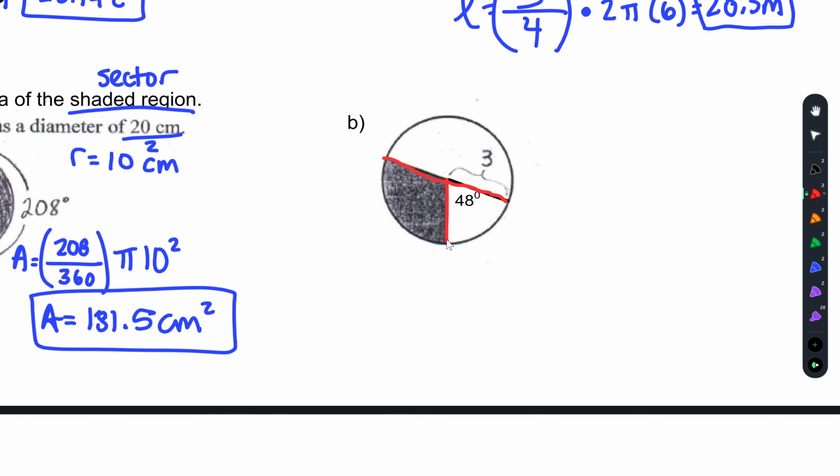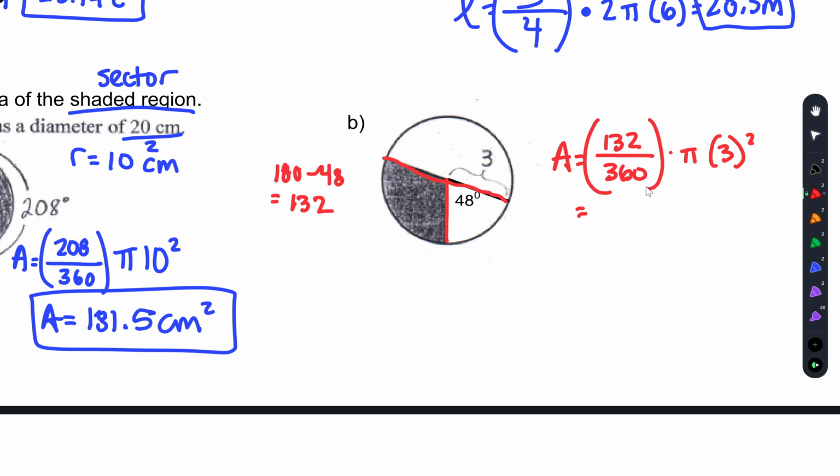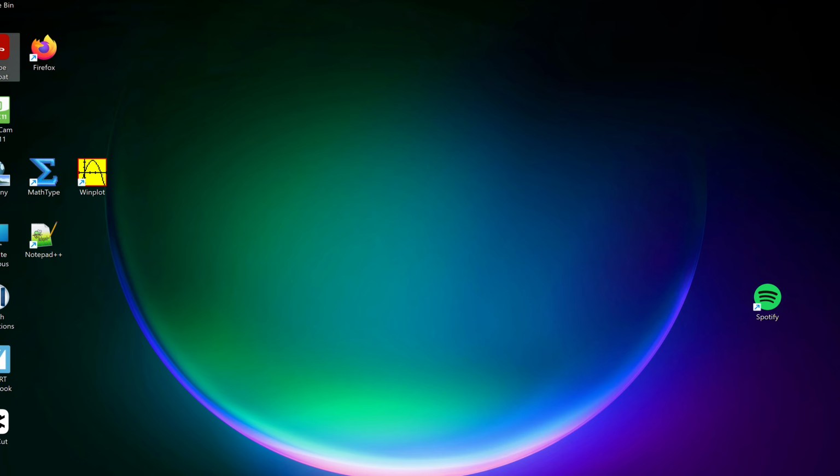Perfect. That's the diameter. So I'm going to take my 180. I'm going to subtract 48 to get, I believe, 132. So then the area equals 132 out of a total 360 times pi r squared. Pi, radius is 3 squared. Put the whole thing into my calculator. I always put that fraction in parentheses, and I get 10.4.